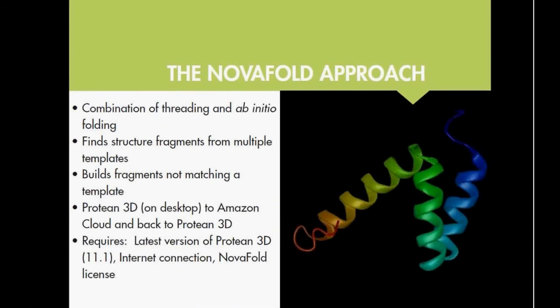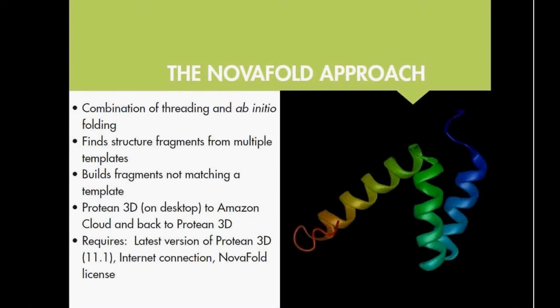So let's take a look now at the NovaFold approach. And the NovaFold approach is this combination of both the threading and the ab initio methods. The NovaFold method will find structure fragments from multiple templates, build fragments not matching these templates, and then further refine the model as a whole. Because of the large computational power that this method necessitates, NovaFold uses the Amazon cloud.